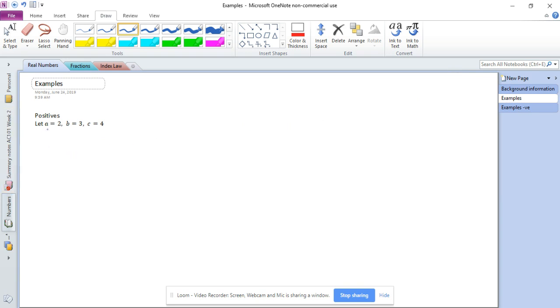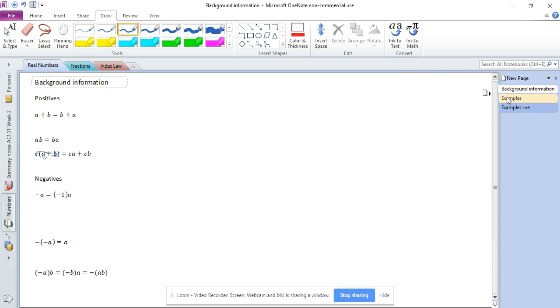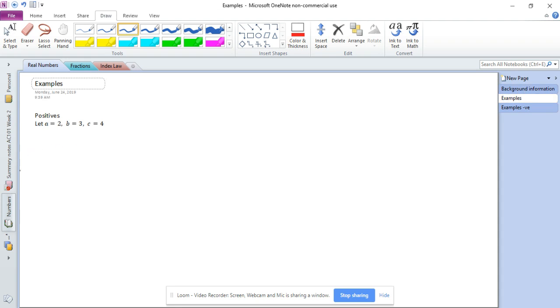For argument's sake, I have the following. A is equal to 2, B is equal to 3, C is equal to 4. So the first thing I need to find is A plus B. If I put the numbers in, that is nothing more than 2 plus 3. So 2 plus 3 is 5. How about B plus A? Well, B plus A is 3 plus 2. So 3 plus 2 is also equal to 5. So they are the same. A plus B is equal to B plus A.